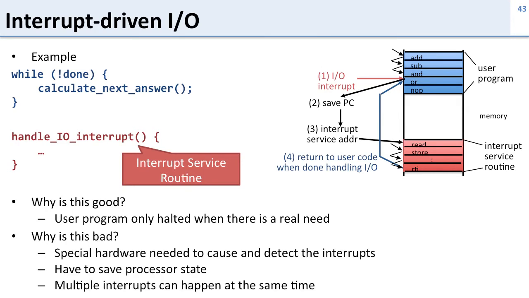Why is it bad? Well, we need special hardware for these interrupts. We have to save the processor state. We're interrupting the program, so we have to save registers and we have to remember where to return to. And we can have multiple interrupts at the same time. So when we're processing this interrupt, we could have another interrupt that happens. And how do we handle that? When we were polling, we were only checking for one thing at a time, so we didn't have to worry about multiple things happening at the same time.